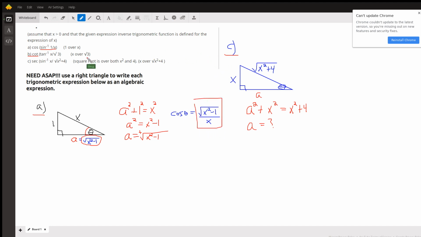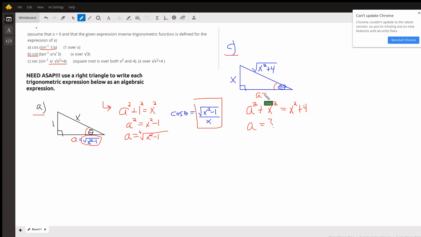For part C, we're trying to find the secant of an angle that has a sine of x over the square root of x squared plus 4. Well, here's that angle again. Theta has a sine of x over the square root of x squared plus 4. If we let a represent the missing leg, using the Pythagorean theorem, we can get a squared plus x squared equals x squared plus 4, where, of course, the hypotenuse squared is just x squared plus 4. Solve for a, similar to what we did over here.